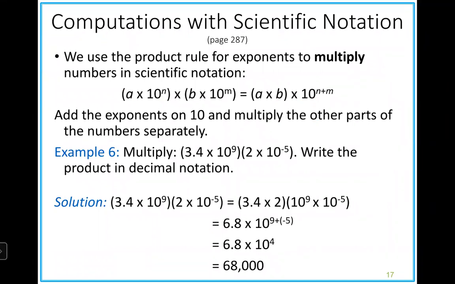Sometimes when we have very large numbers or very small numbers, it may be easier to do the calculations if you have the numbers in scientific notation, and you could perform your operations in that format. So it says here, we use the product rule for exponents and multiply numbers in scientific notation.